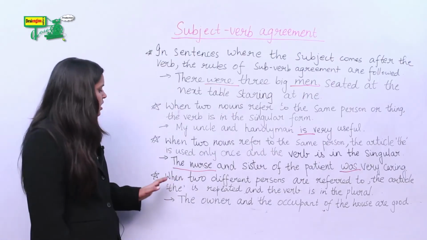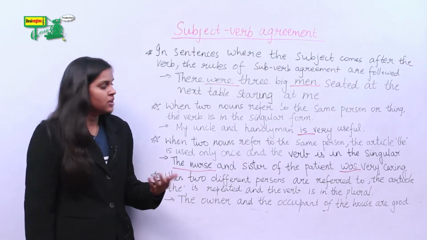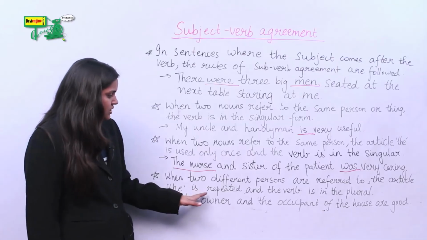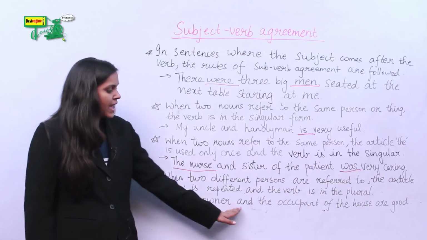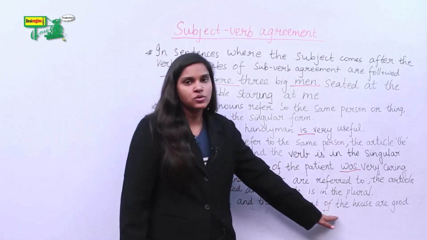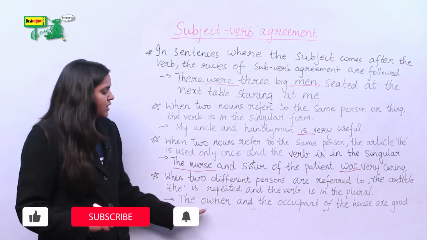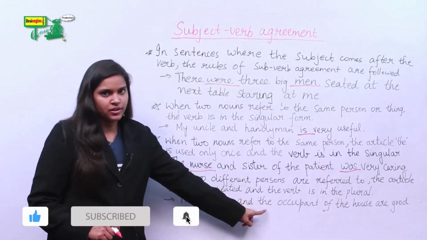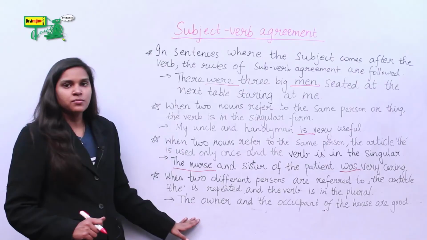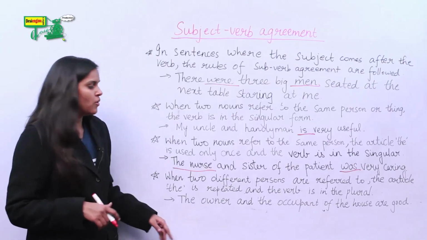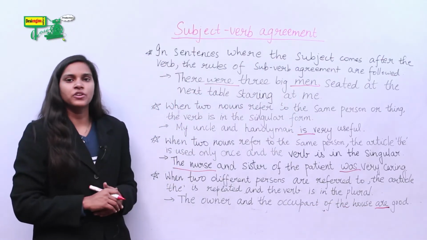Next rule is, when two different persons are referred to, the article the is repeated and the verb is in the plural form. That is, the owner and the occupant of the house are good. Here we are talking about two different persons. Therefore, the article the is repeated here. The owner and the occupant. And the verb that is used is in the plural form. That's why we are using are instead of is.